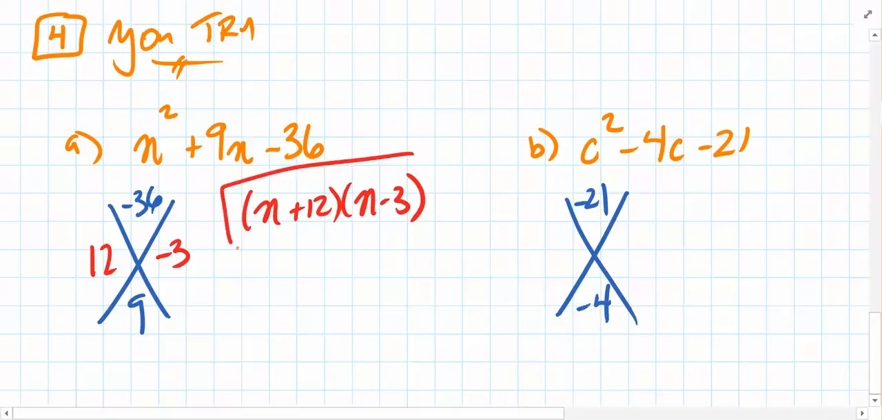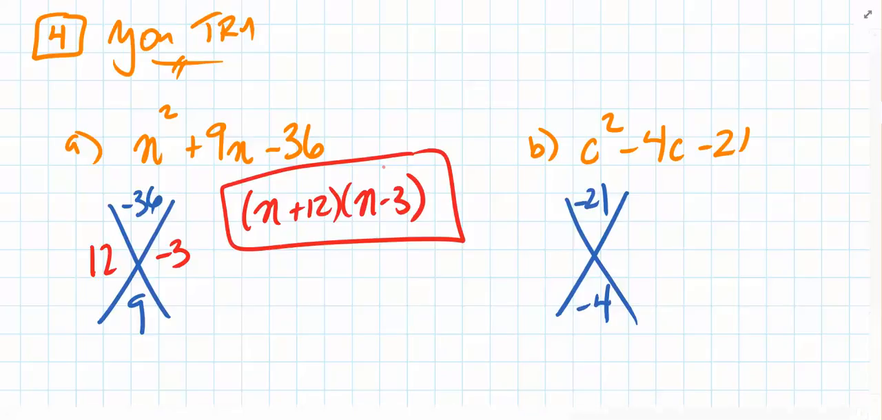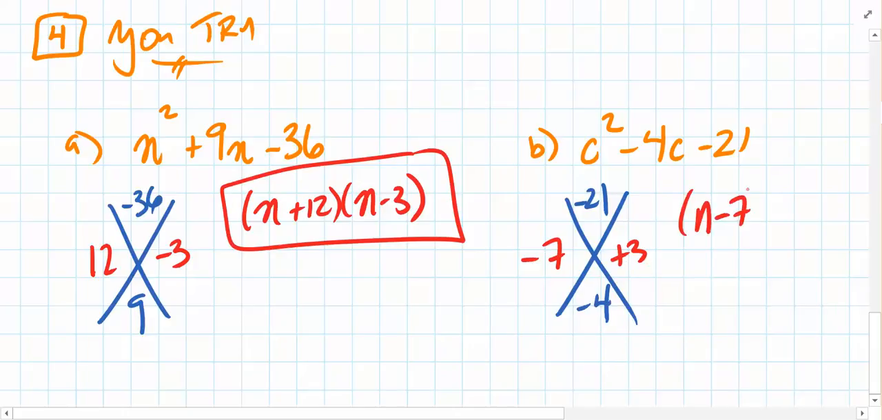Okay, good. Evan, did you get B yet, buddy? Okay, what'd you get for B? I got n minus 7, and then n plus 3. So negative 7 times 3. Yep, that looks good to me. So I have n minus 7 times n plus 3. Hands up if you agree. Let the record show everyone in the room has hands up. Okay, good. Bonus box.